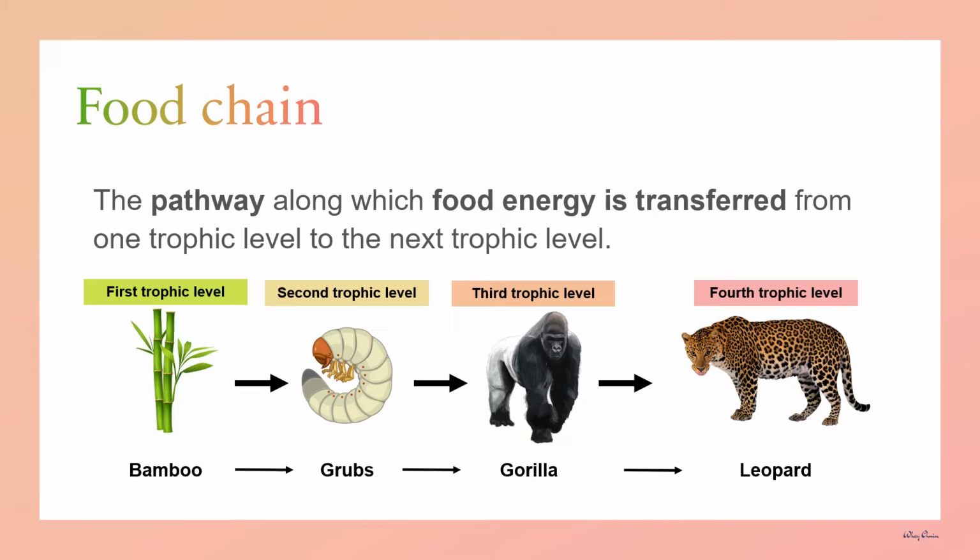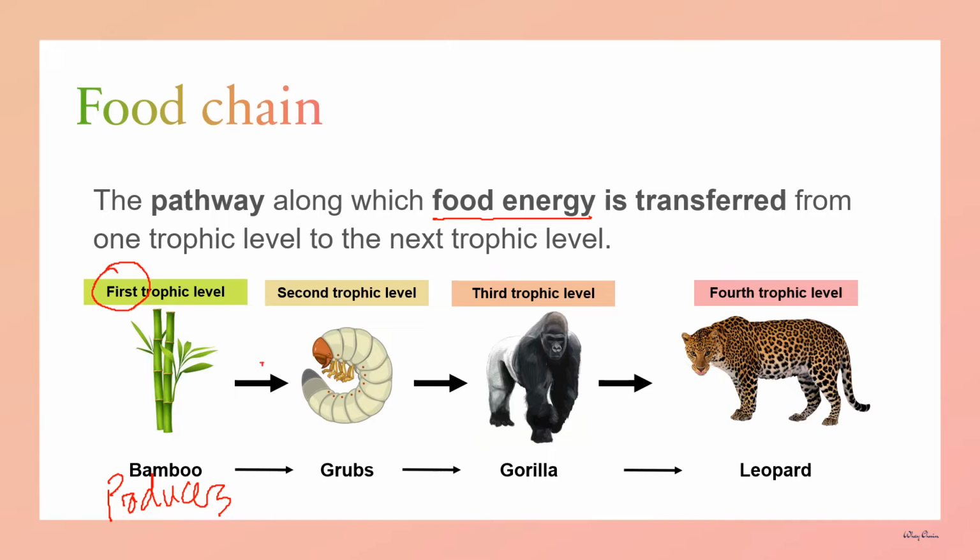Food chain is the linear pathway along which food energy is transferred from one trophic level to the next trophic level. So here are the examples of ecosystem found in the tropical rainforest, which is one food chain consists of 4 trophic levels. The first trophic levels always belong to autotrophs, or they are actually producers in a food chain, which are the organisms able to produce their own food, such as plants and algae.